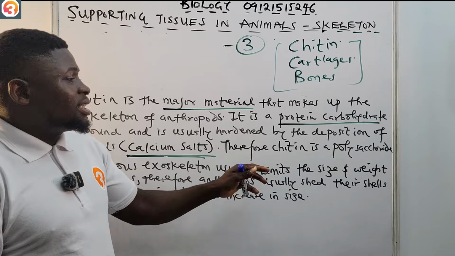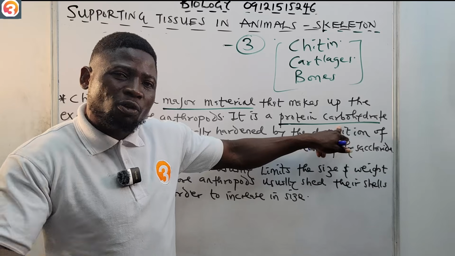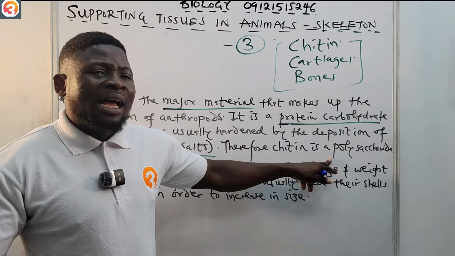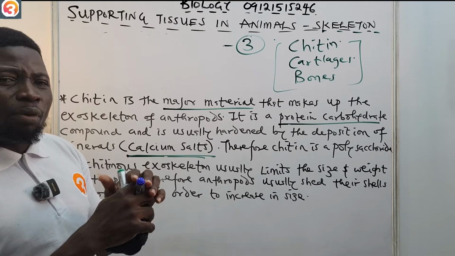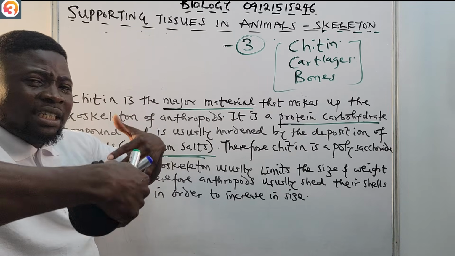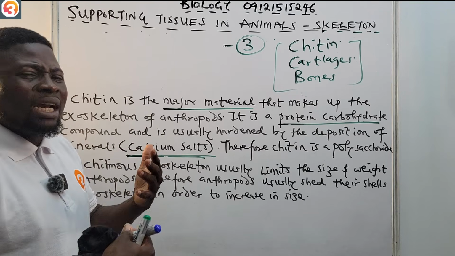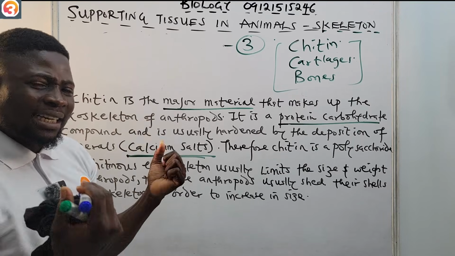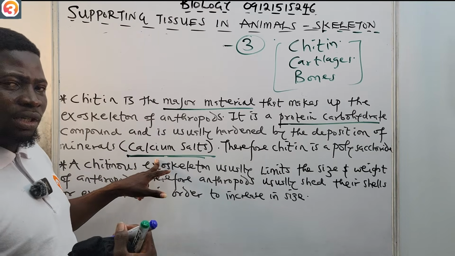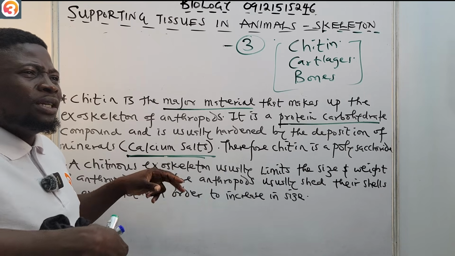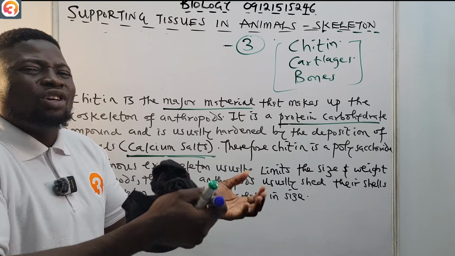And of course, the chitin is a polysaccharide, because it's a protein carbohydrate compound. If you notice very well, the arthropods usually shed their chitinous exoskeleton so that they can grow, because that chitin, which is hardened by the deposition of this calcium salt, limits their growth. So they have to shed it off.